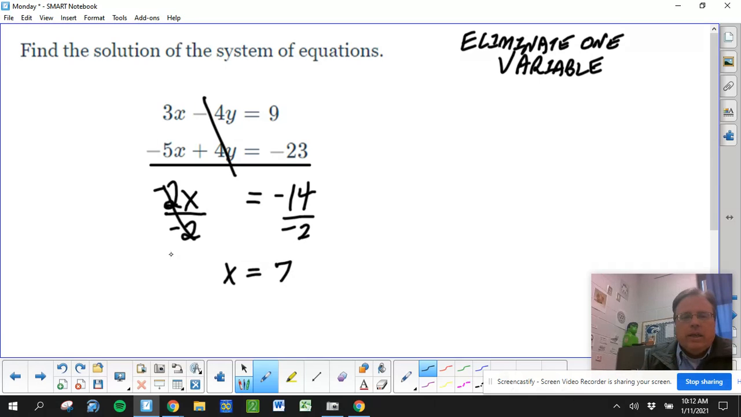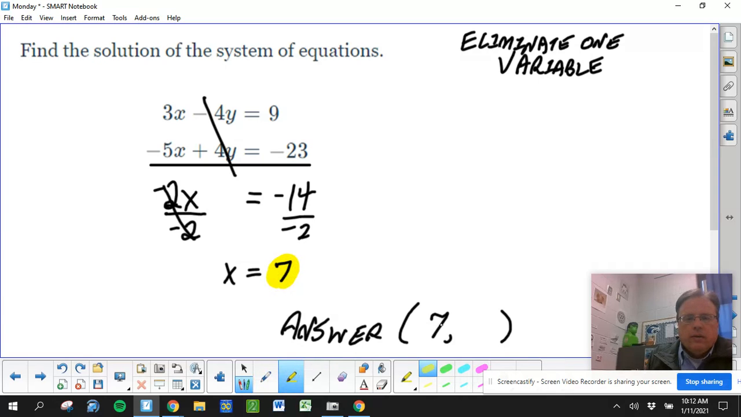Now that means that the x of my answer is a 7. So my answer will have an x comma y. So already I know, and let me highlight here, that the x part is 7. Now when you say, well, what about y?